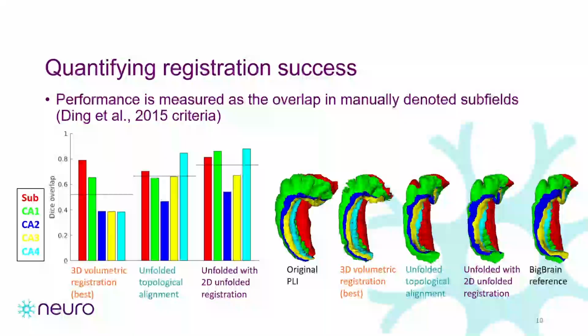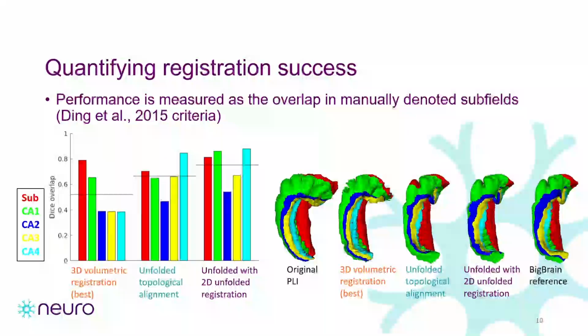Initially it was just a 3D native space registration, where you can see there are all kinds of issues arising because these folds are not well aligned to each other. Then in the middle, the unfolded topological alignment. This is basically where we unfold one sample and then refold it in the shape of the other sample. And the third one here is unfolded with registration done in this 2D unfolded space. Conceptually, this is similar to the inflation to sphere and then surface registration we might do in the neocortex.